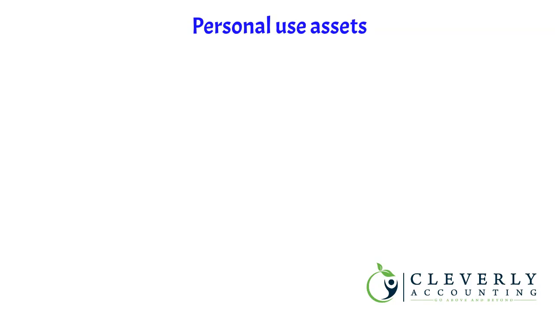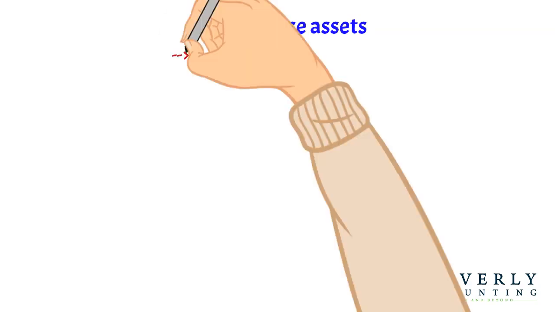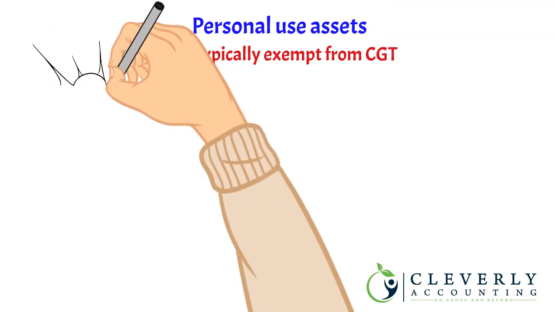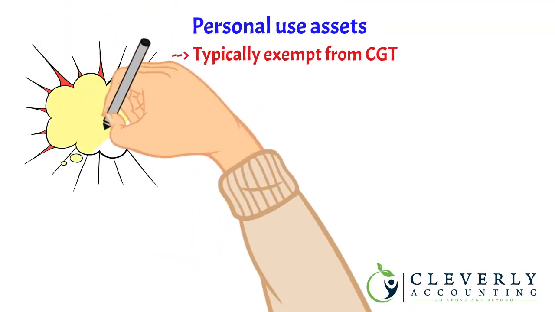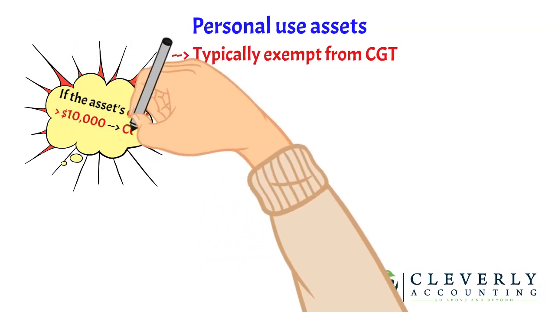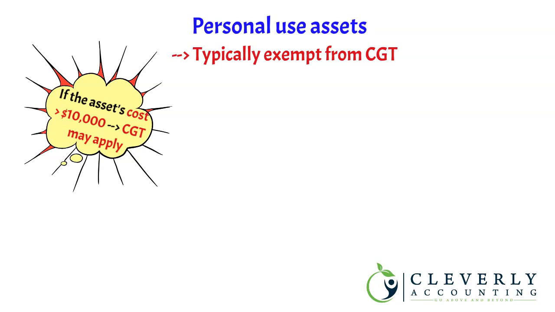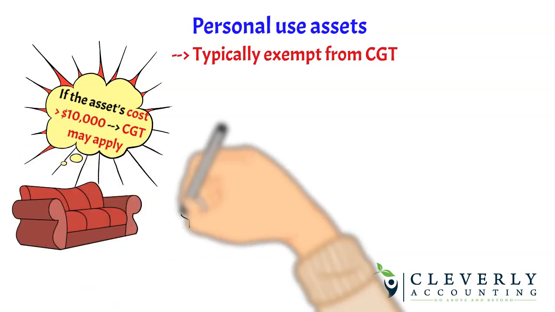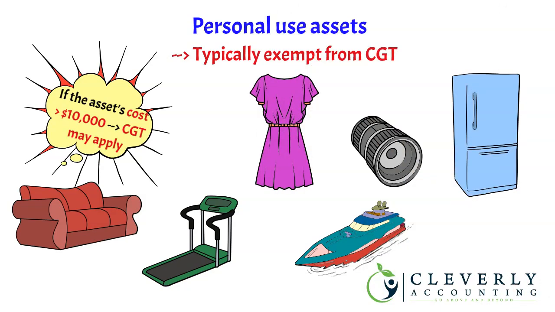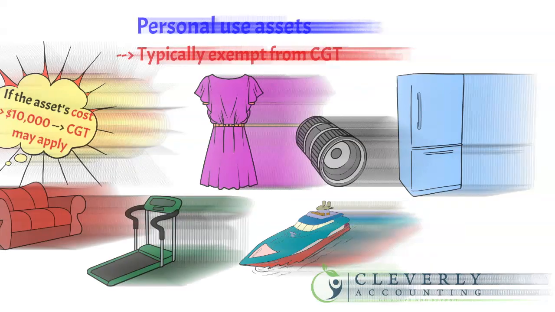Personal use assets. Assets that are used for personal purposes, rather than income generation, are typically exempt from CGT. However, if a personal asset has a cost base exceeding $10,000 and is sold at a profit, CGT may apply. Examples of personal use assets include furniture, sporting equipment, boats, cameras, white goods, and clothing.